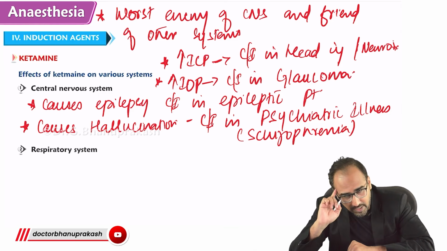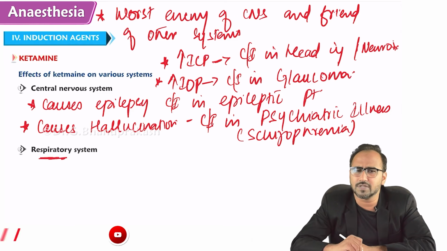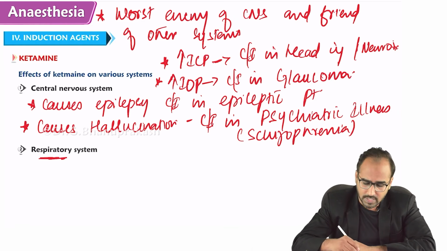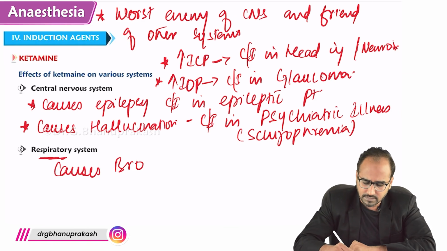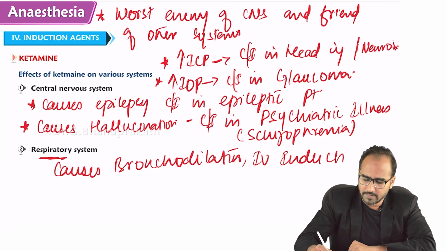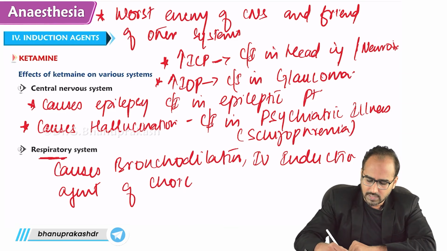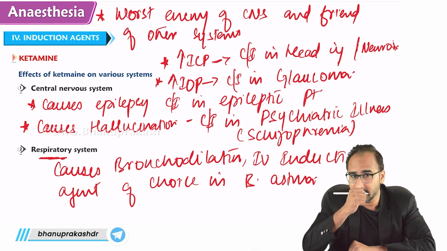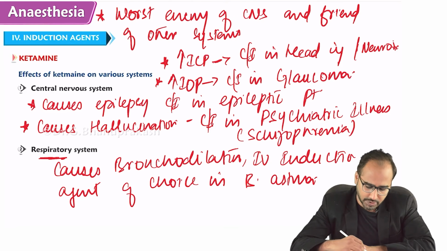So remember, it's the worst enemy of the CNS, friend of the others. As it is a friend of the respiratory system, what will it do? Ketamine causes bronchodilation. Hence, it is the IV induction agent of choice in bronchial asthma. Come on guys. Friend of other systems means it will be used as the IV induction agent of choice for all other systems. Hence it is the IV induction agent of choice in asthma.